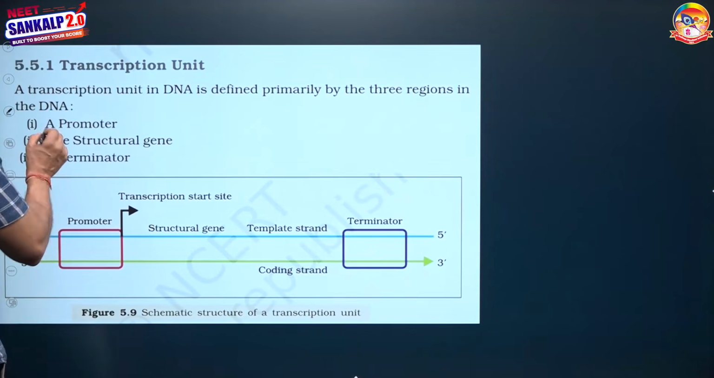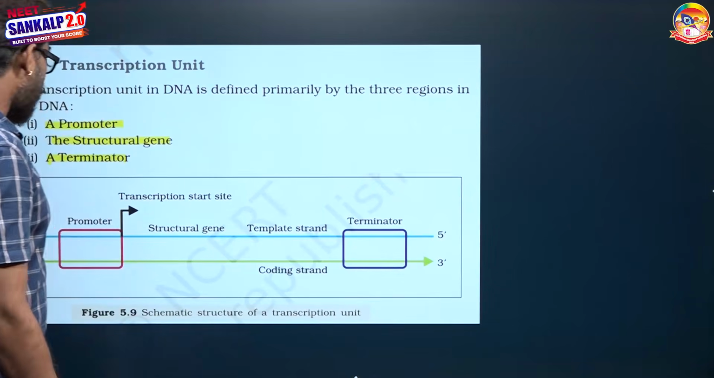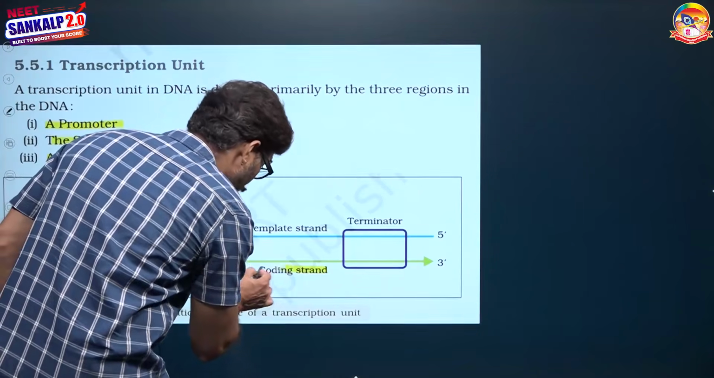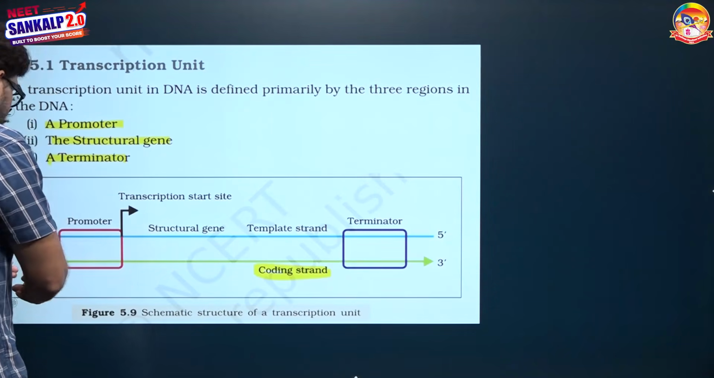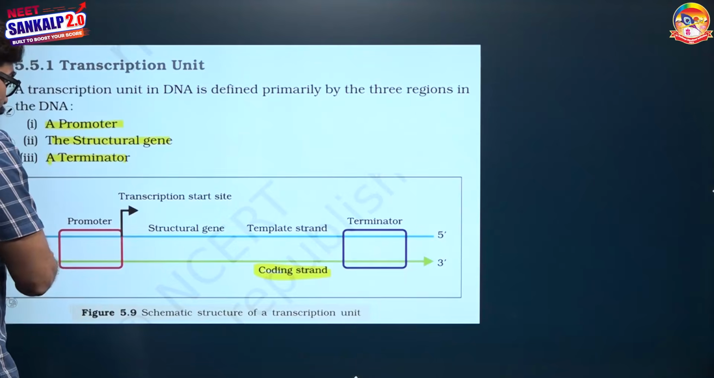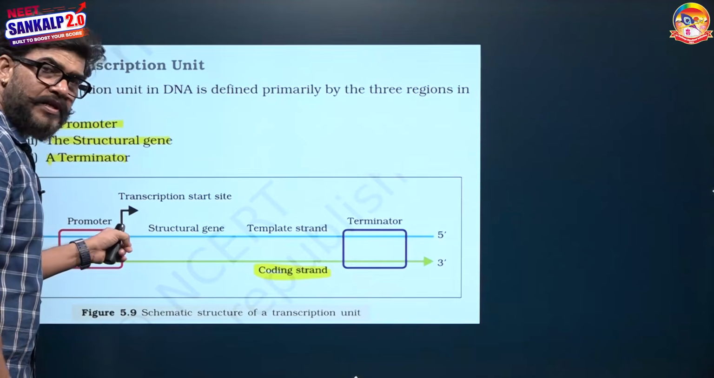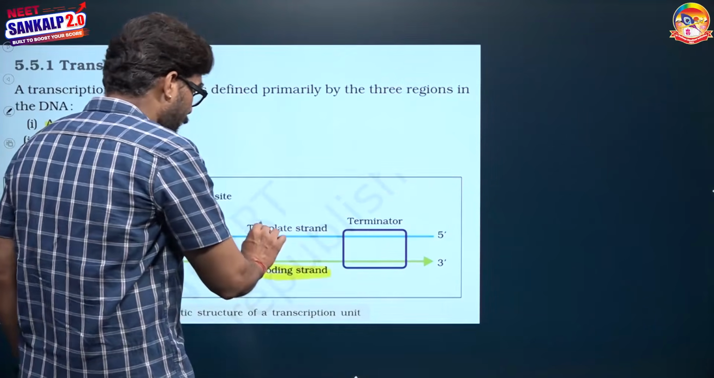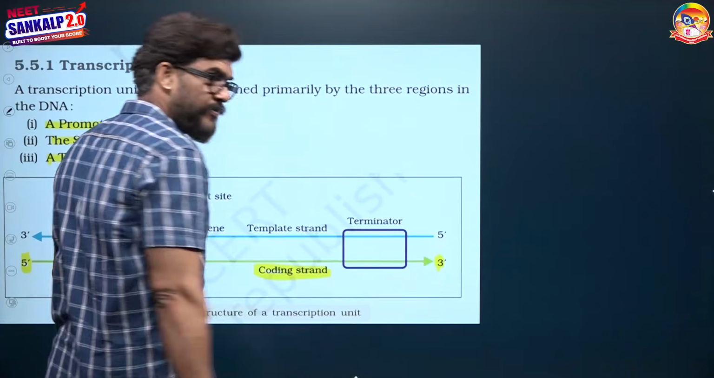Transcription unit, 3 components: a promoter, a structural gene and a terminator. You should remember that the addressing of the promoter, template and terminator is carried out on the basis of the coding strand. The coding strand is always used as the reference strand. So we can say the promoter is located at the 5' upstream to the structural gene on the coding strand. I repeat again, the promoter is located upstream to the structural gene at the 5' of the coding strand, because addressing has to be done with the coding strand. Similarly, the terminator is located downstream to the structural gene at the 3' of the coding strand.